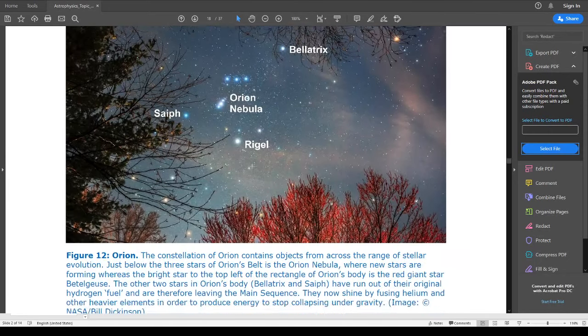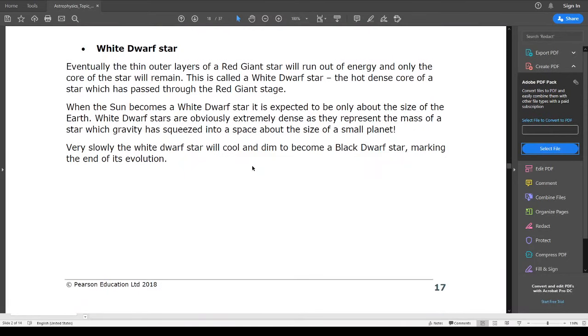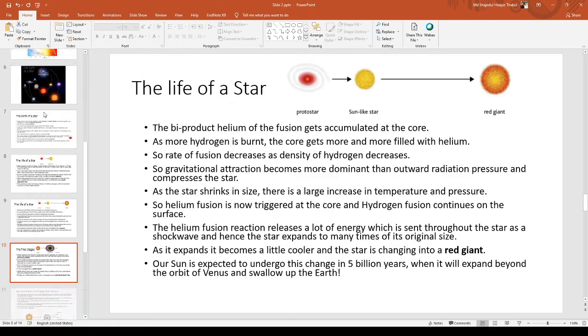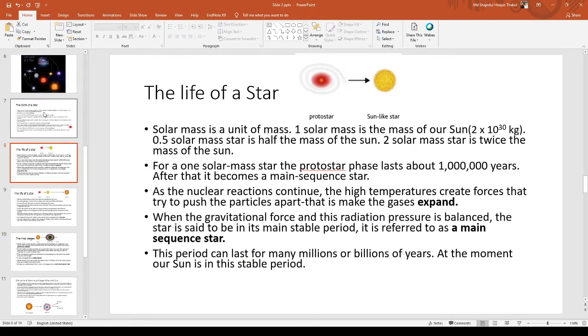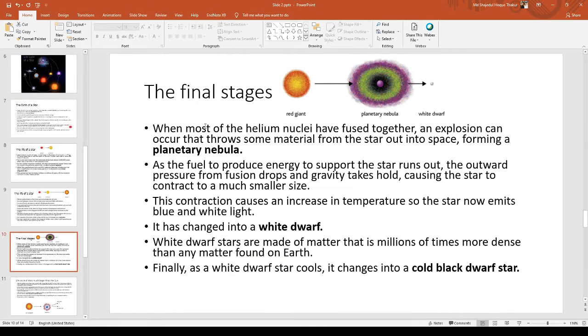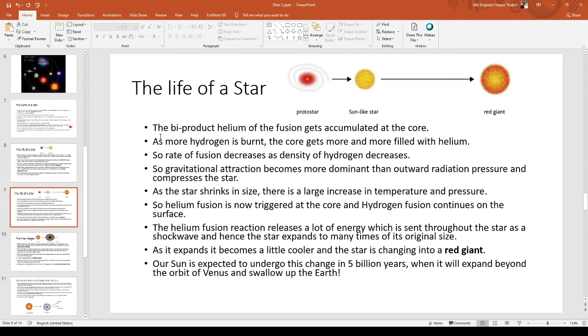This is the Orion constellation, like I told you before. Let me just go back to the slide here. Okay. Like I said, the helium fusion releases a lot of energy, so it becomes a red giant. What happens after the star becomes a red giant?